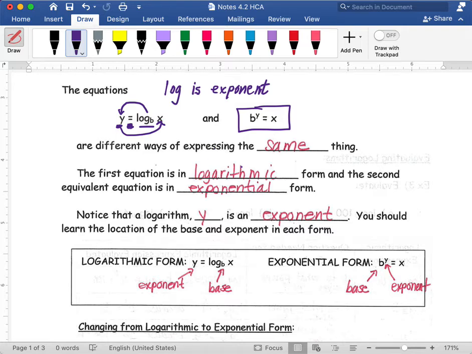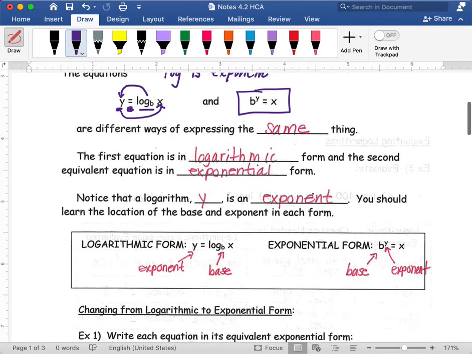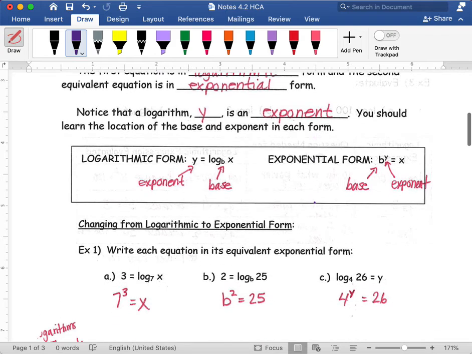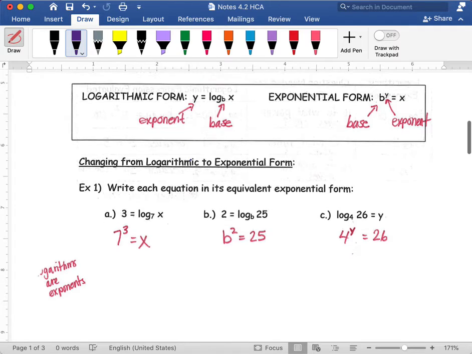This first equation is in logarithmic form, and the second one is in exponential form. Notice that our logarithm, y, is an exponent. You should learn the location of the base and the exponent in each form. Your book then talked about which one's the base and which one's the exponent.